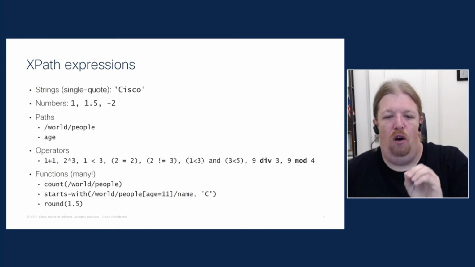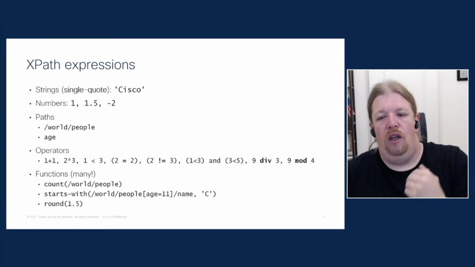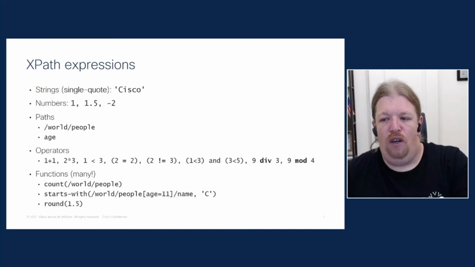It's worth observing that equality is done with a single equal sign. There is no assignment operator in XPath 1.0. Inequality is this exclamation mark equal sign. And division and modulus are done using those infix operators. Since we use a slash for paths in XPath, we do not use slash for division, to make the syntax more clean. And on top of that, there are a lot of built-in functions in XPath.